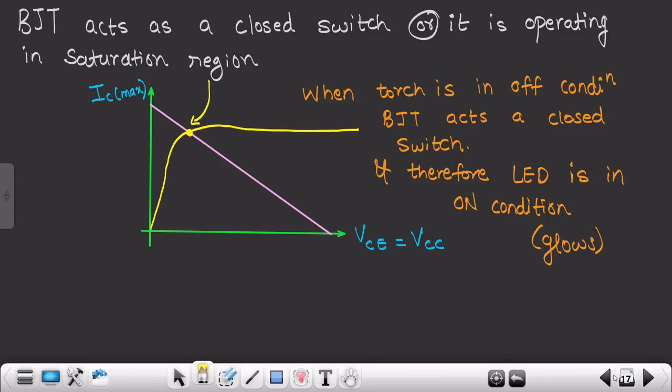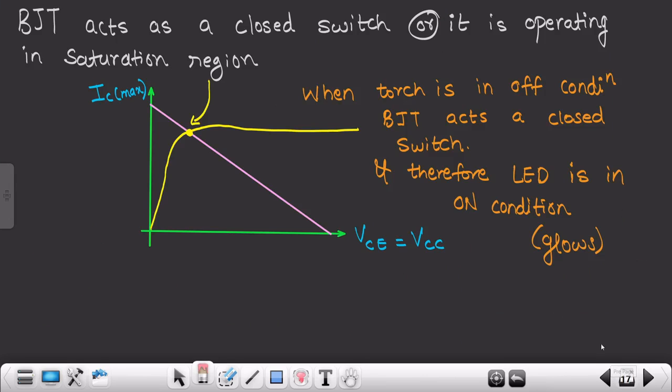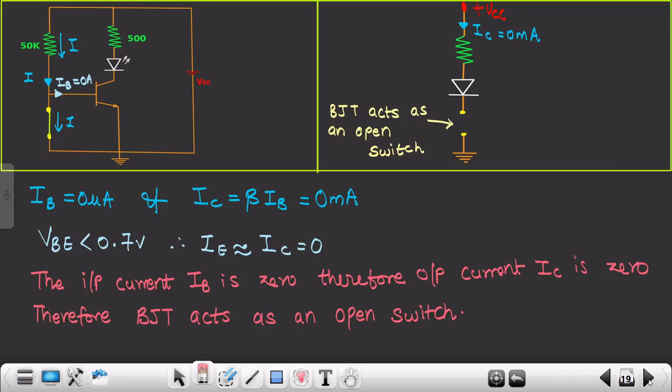So when the torch is in the on condition, BJT acts as an open switch and therefore the LED is in switch off condition.